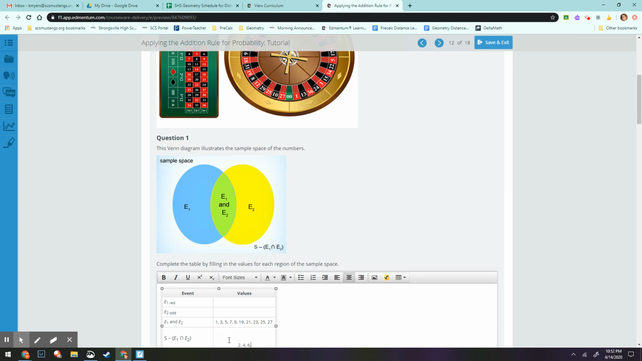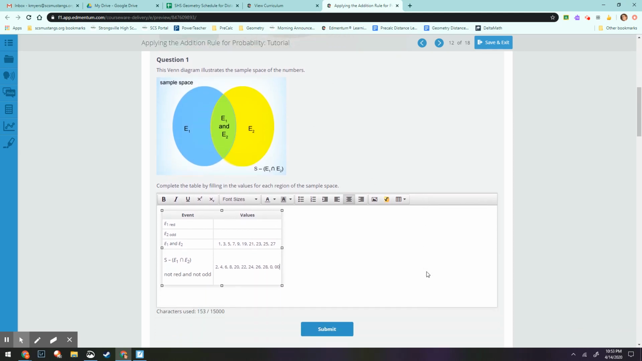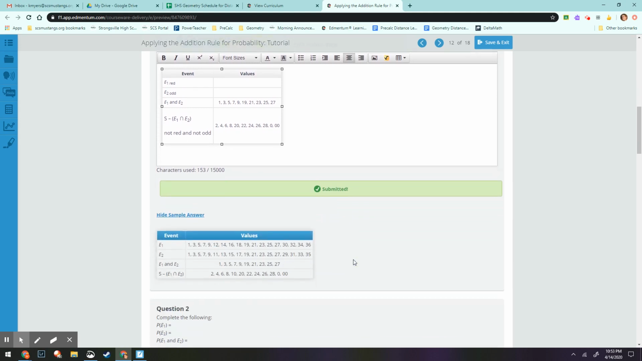2, 4, 6, 8, 20, 22, 24, 26, 28. But let's not forget that you could also have 0 and double 0, and those are green, but they are definitely not red. So let me double check those. Again, I didn't list all of these out here, but you are more than welcome to do so.